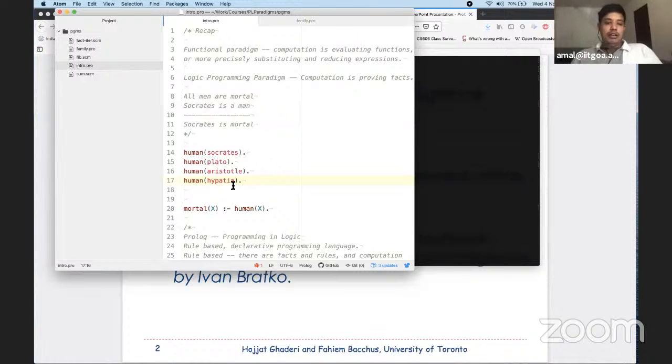So we have facts, and we have this rule.